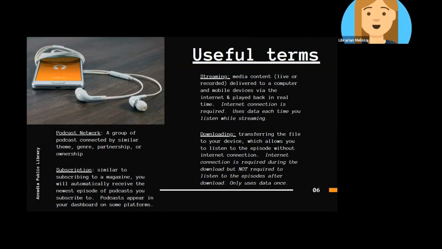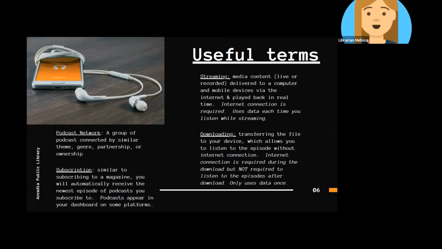Probably the most important set of terms is streaming and downloading, or stream and download. Let's talk about them in the scenario of listening to a podcast episode. Streaming means that the podcast episode is delivered to the device you are playing it on in real time. In order to do this, you have to have an internet connection, either through Wi-Fi or cellular data, for the entire time that you're listening to the podcast episode. It's not saved on your device, so it's not taking up space, but it is using data the whole time.